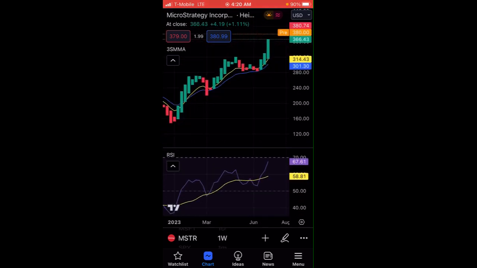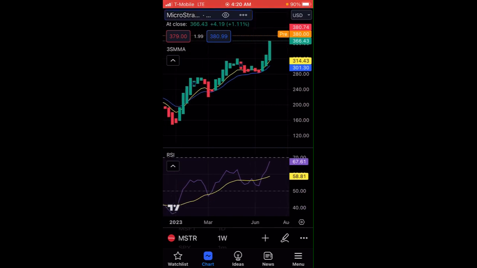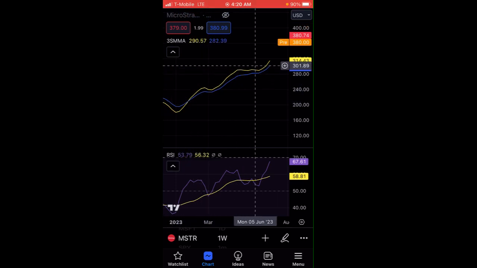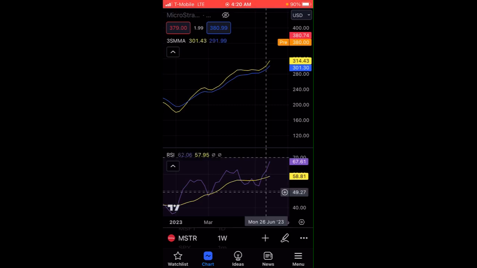And then of course the big one you need is your RSI. So what you want to look for is, like I said, you want to focus on the overall direction from the moving averages. With MicroStrategy, the overall direction is up. So you need to focus on when the RSI is going up. So we see that happening right here.